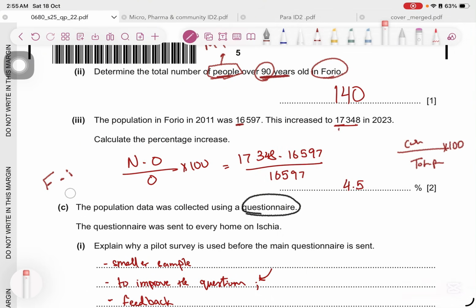But for now, they're asking us for the percentage increase. They want the percentage difference. So you're going to put the final minus the initial over the initial, okay? It's going to give you 4.5%.